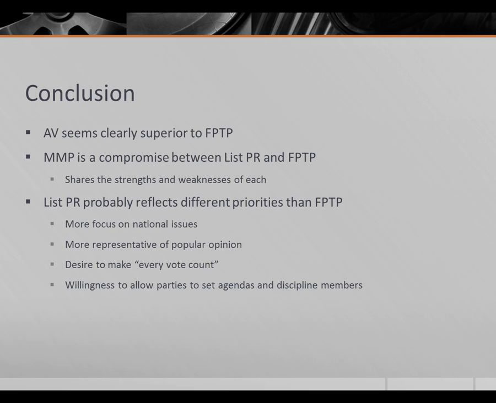The AV seems, on the face of it at least, clearly superior to FPTP in the sense that it's got all of its strengths and loses a couple of the weaknesses. MMP, on the other hand, is kind of a compromise between ListPR and FPTP. It shares the strengths and weaknesses of each, and ListPR probably just reflects different political priorities than FPTP. ListPR focuses more on national issues than local issues. It's more representative of popular opinion. There's a stronger desire to make every vote count, and there's a willingness to allow parties a certain amount of latitude, a certain amount of discretion in how they set agendas and discipline their members and candidates.